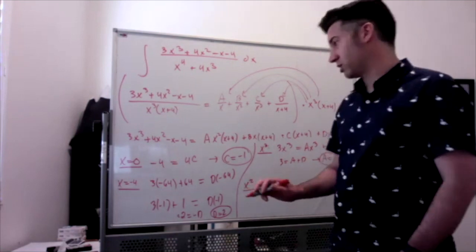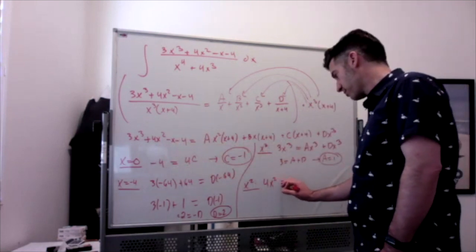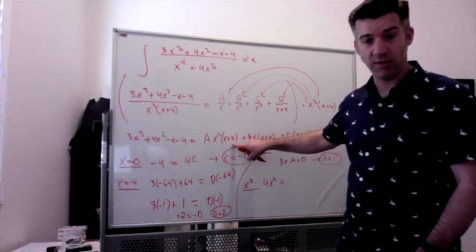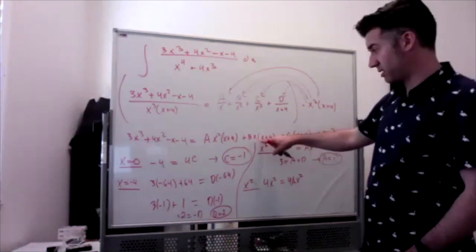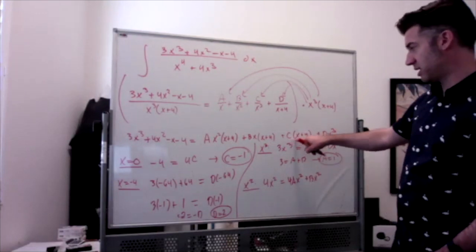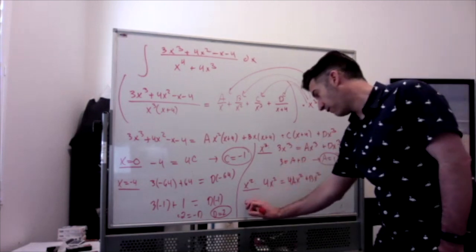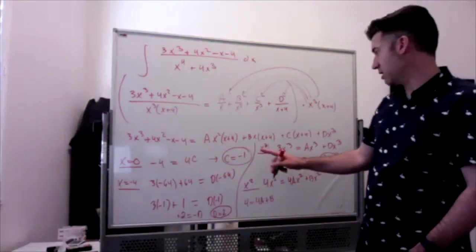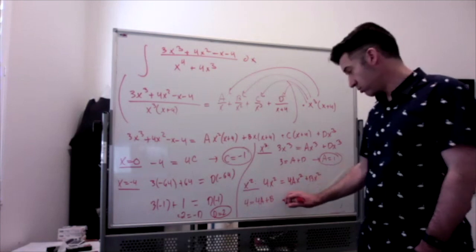X squared is going to be a little bit more challenging. So I have a 4x squared on the left. I have an a times x squared times 4, so I have a 4a x squared on the right. I have a b times x, so I have a bx squared. I don't have a cx squared. I don't have a dx squared. So this is it. I know that 4 has to equal 4a plus b. But a is 1, so 4 equals 4 plus b. So b has to be 0.